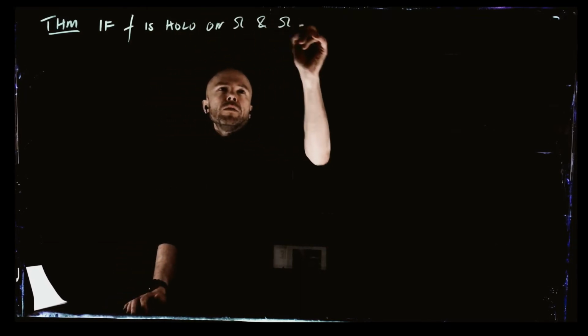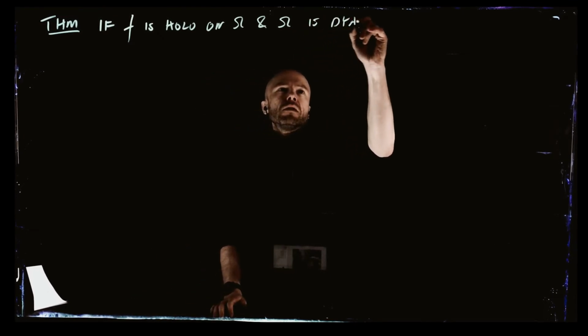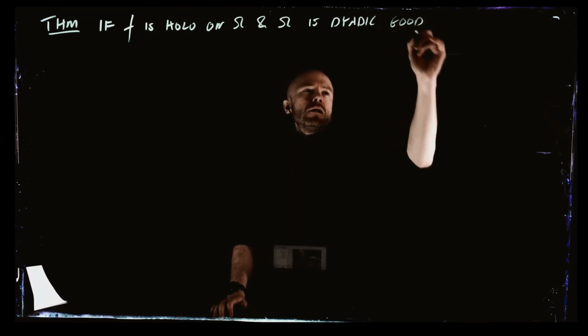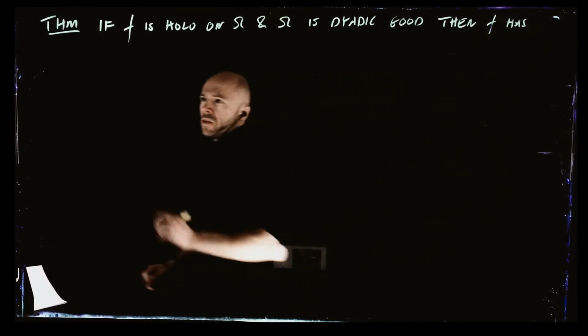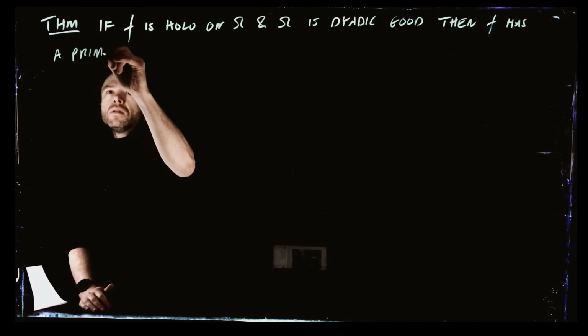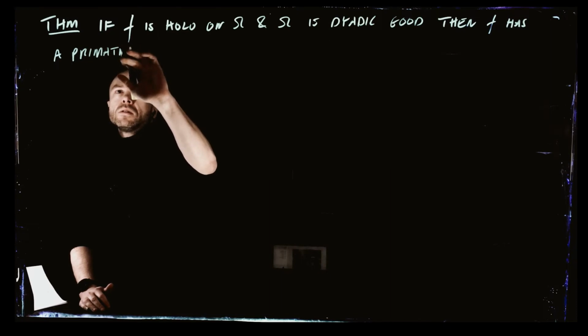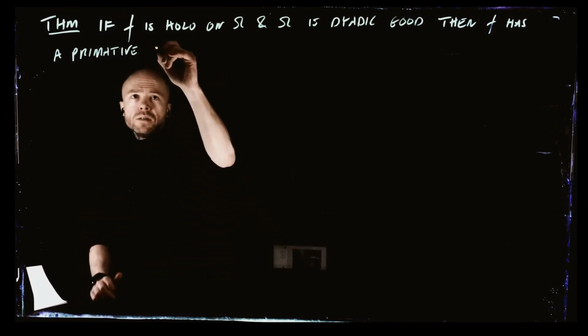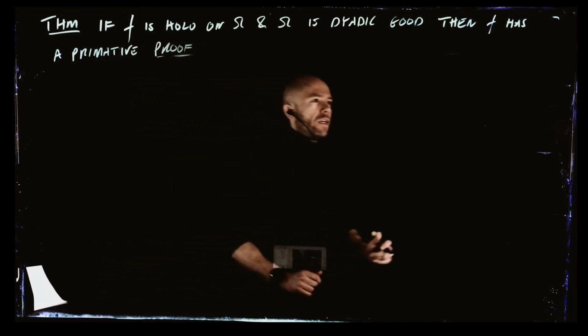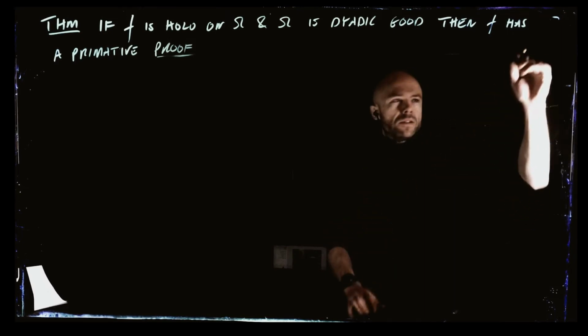Okay, theorem. If f is holomorphic on omega and omega is dyadic good, then it has a primitive. Okay, this I'm going to set as a homework problem, but I'm going to give you a hint as to the issues. So what do we have? We have a dyadic good domain, so it has no holes.